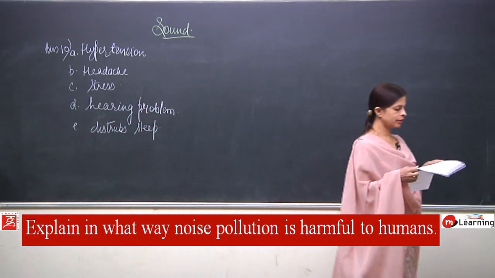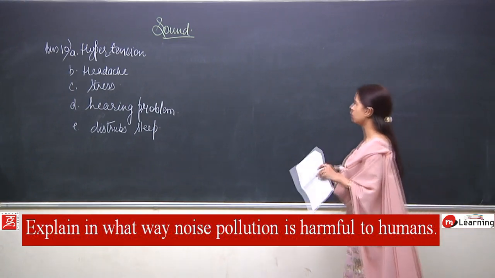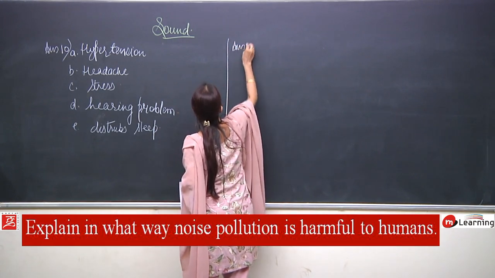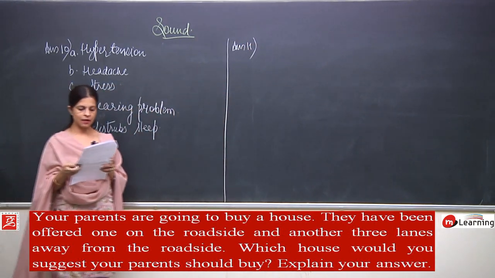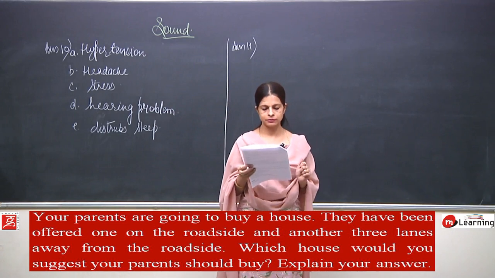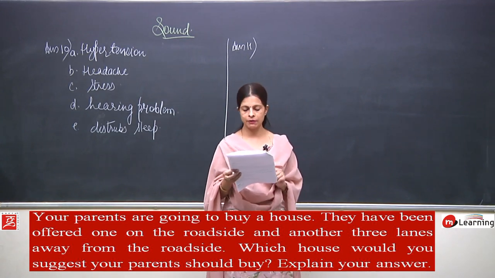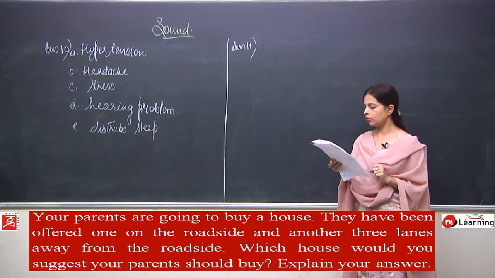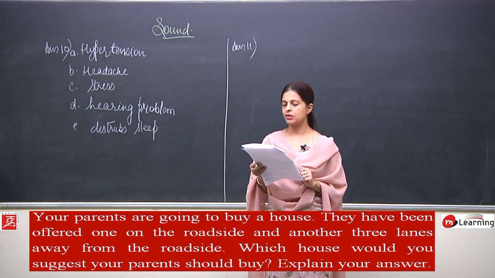Now we'll talk about the next question, children, that is question number 11. I will write here answer number 11. Your parents are going to buy a house. They have been offered one on the roadside and another 3 lanes away from the roadside. Which house would you suggest your parents should buy? Explain your answer.